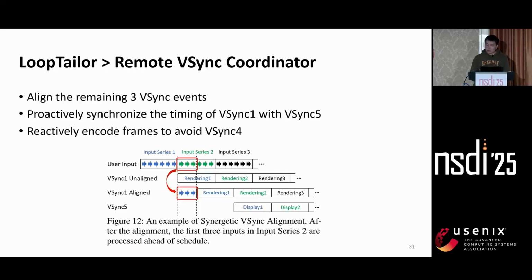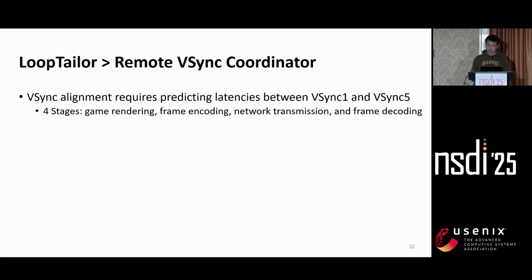RVC aims to align the remaining 3 vsync events. As vsync 5 is controlled by the client OS and cannot be changed by a user app, RVC proactively synchronizes the timing of the cloud-side vsync 1 and vsync 4 with the client-side vsync 5. To this end, RVC first obtains the timing information of vsync 5 from the Android frame pacing library in the client, and then predicts the delay of each intervening stage between vsync 1 and vsync 5. There are 4 stages happening between vsync 1 and 5: game rendering, frame encoding, network transmission, and frame decoding.